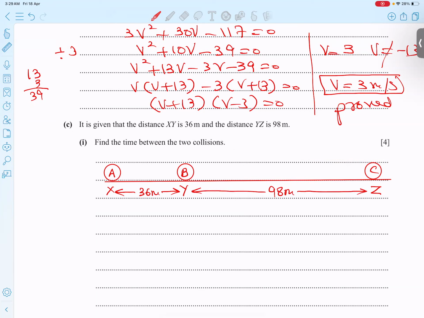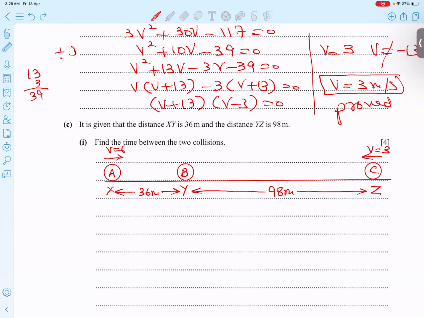Okay, and the speed of A, we know in the beginning, is 6. And the speed of C, we got later on, is V equals 3. Now let's see what happens, students. The question says we have to find the time between two collisions. So the first collision is going to happen here.